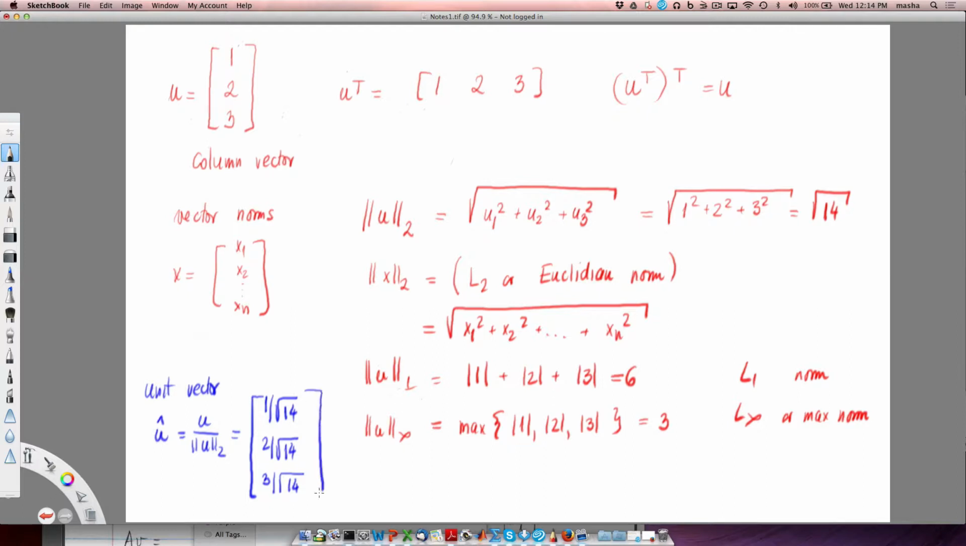Okay, and this is my result. So this is a vector that has geometric length 1, L2 norm 1, Euclidean norm 1, however you want to call this norm. Okay, all right, let's move on a little in our examples.